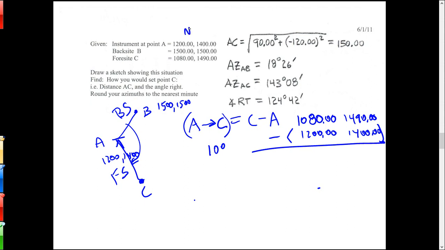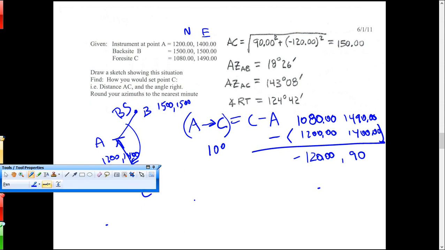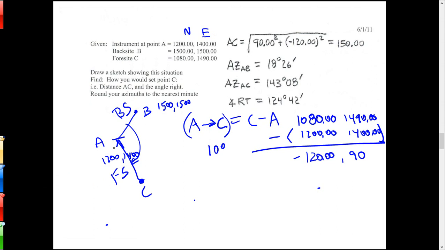Okay, remember that's northing, easting. That's how those coordinates are laid out. So I'm going to get 1080 minus 1200, that's minus 120. And then I got 1490 minus 1400, that's a positive 90. So when I look at what I'm doing here, that looks reasonable, doesn't it? I'm coming down 120, I'm going over 90.